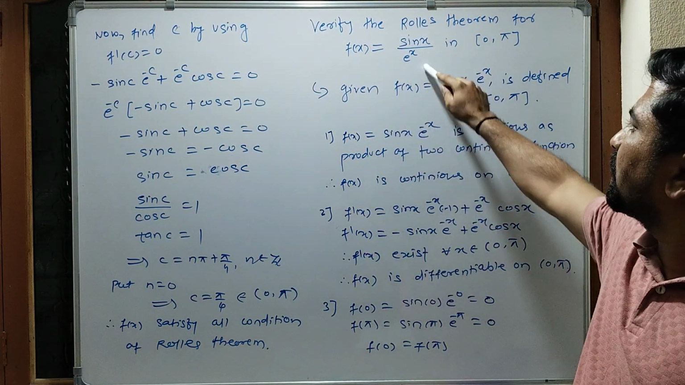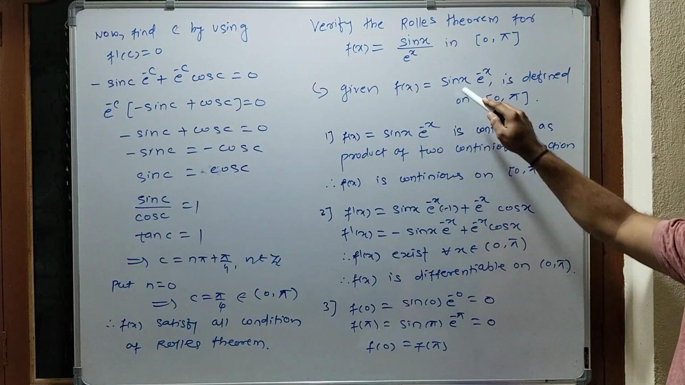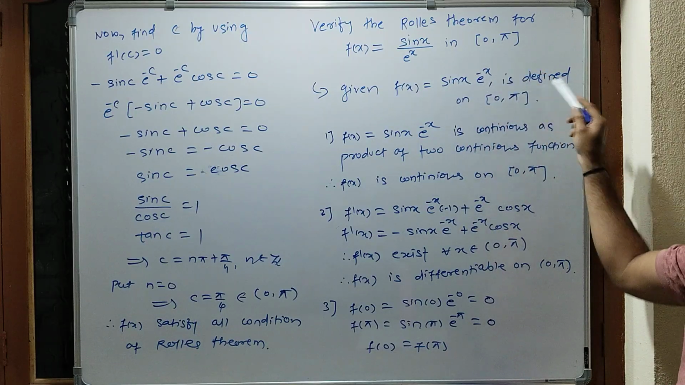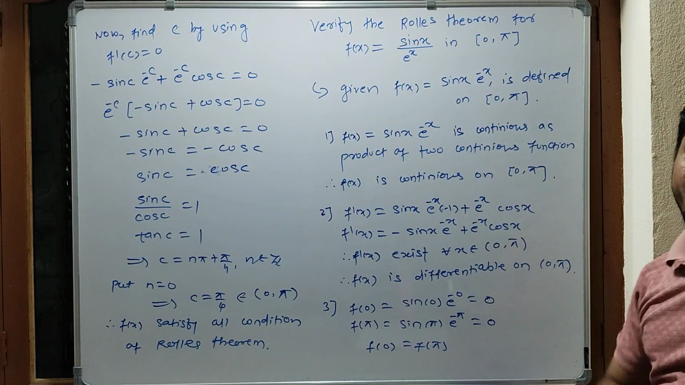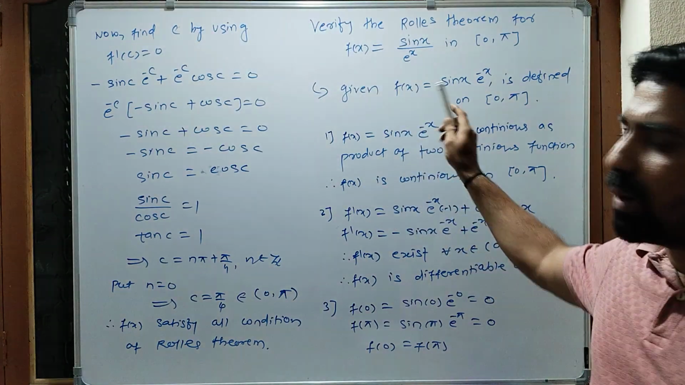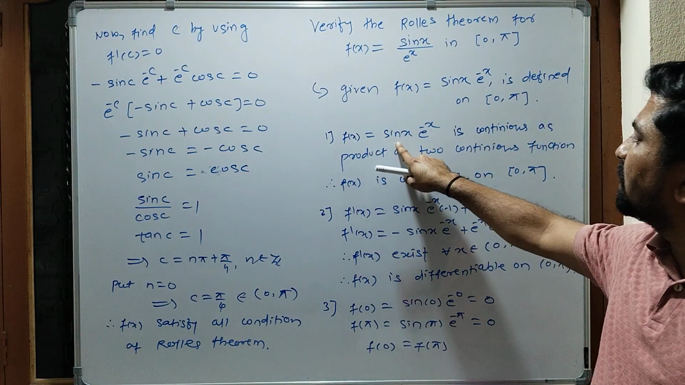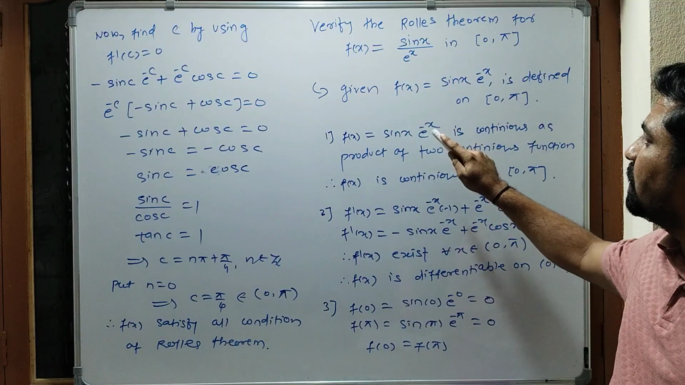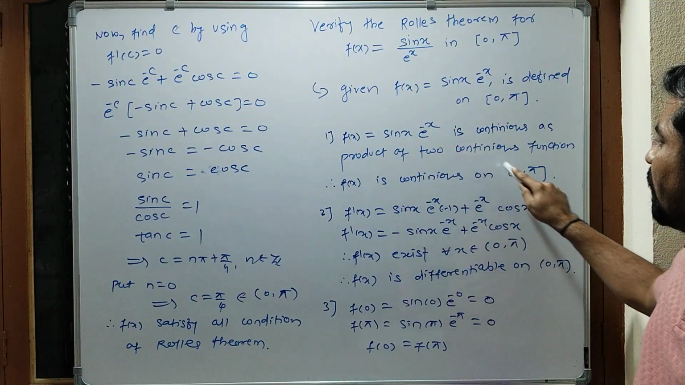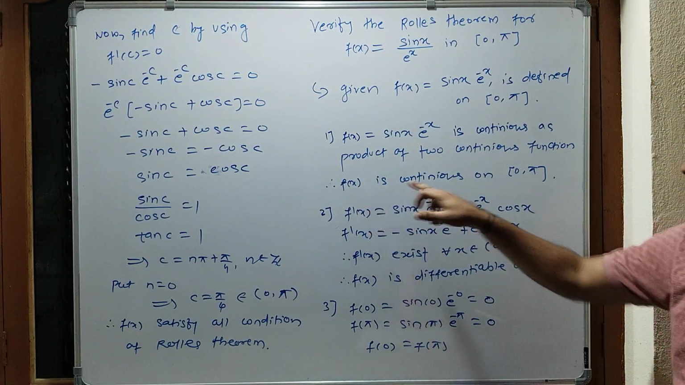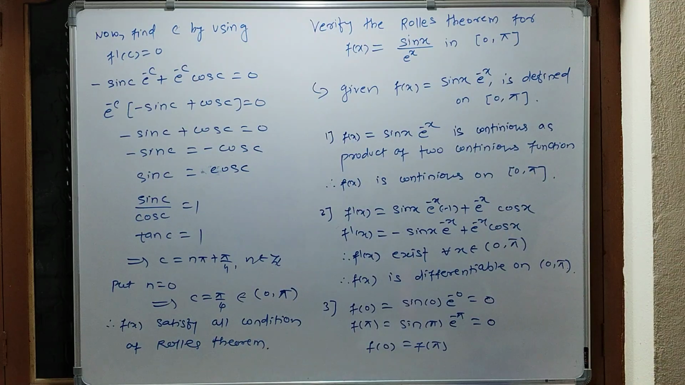Here f of x equal to sin x by x. That is f of x equal to, I am writing, sin x e power minus x, which is defined on the closed interval 0 to pi. Write f of x, a product of two continuous functions is continuous. So here f of x equals, let's say this is f1, this is f2. f1 is continuous, f2 is continuous. Product of two continuous functions is continuous. Therefore f of x is continuous on the closed interval 0 to pi.